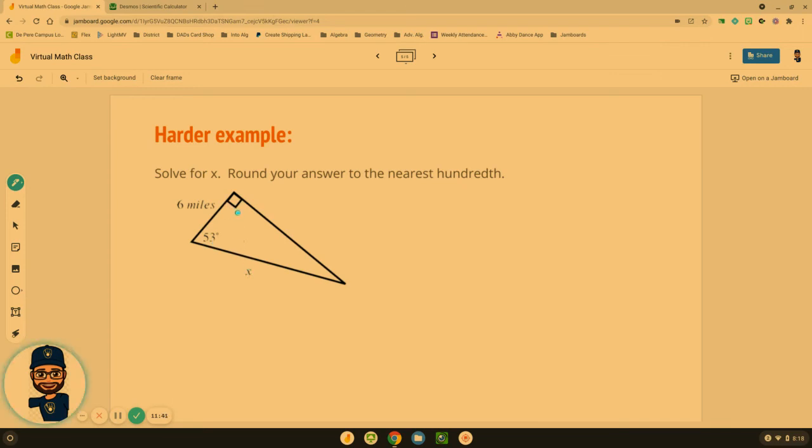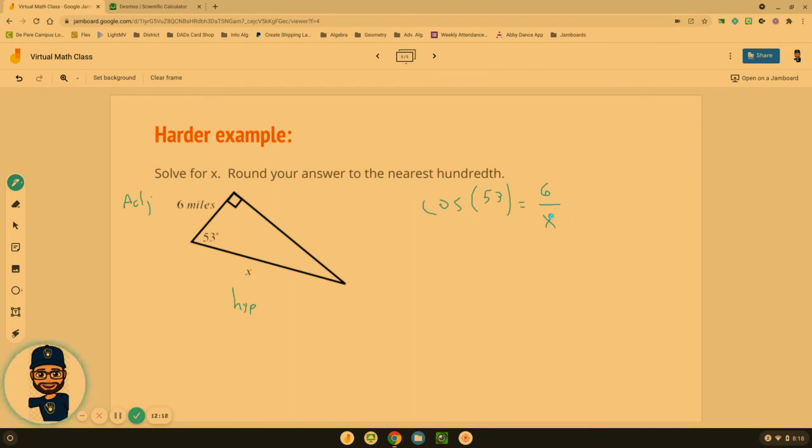Finding x, if that's our angle, what side of the triangle is x on? Well, this is our hypotenuse now. We're looking for the hypotenuse. What side of the triangle do they give us if our angle is here? That's the adjacent side. So what trig function uses adjacent and hypotenuse? That's cosine of our angle measure. So cosine of 53 equals the adjacent side, which now is 6, over the hypotenuse, which is now x.